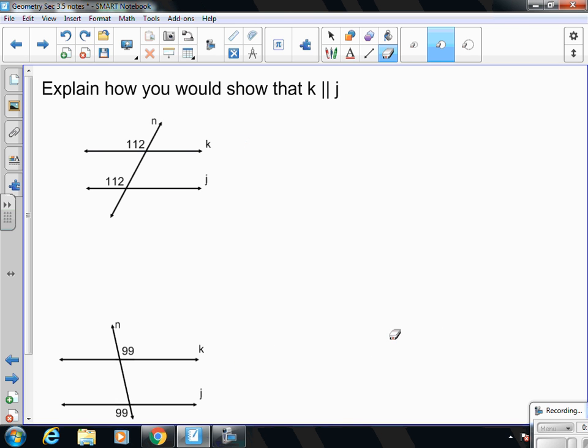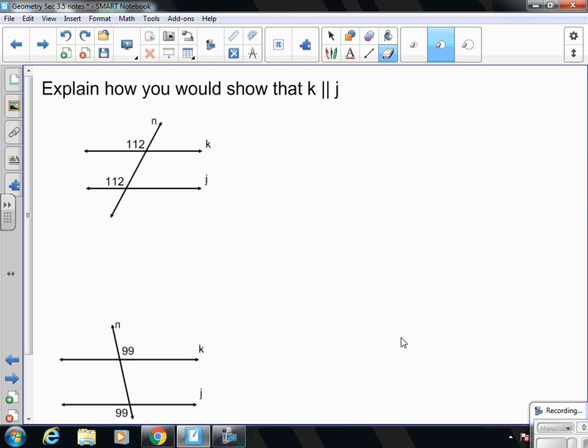All right. So then these last two things here, we're just determining how we could show that K and J would be parallel to each other, or what piece of information we can use to prove that they are parallel. So when I look at the first one there, we got two angles listed as 112 degrees. So what rule or what reason could we use to say that K and J would be parallel? How are those two related based on their location?